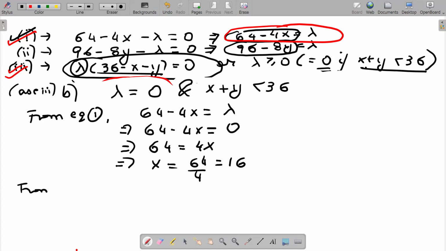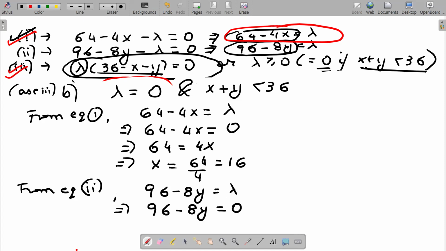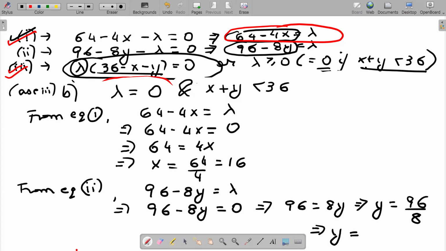And from equation number 2, 96 minus 8y is equal to lambda, but lambda is 0, right? So 96 minus 8y is 0. So 96 is equal to 8y. So y is how much? 96 by 8, which comes out as how much? If I work out 96 by 8, it comes out as 12.